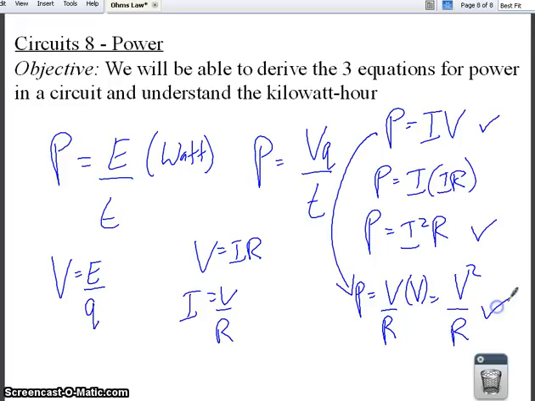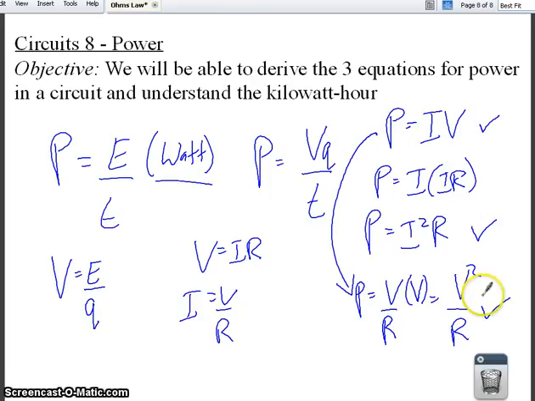So we have three equations. This is pretty much the main one that's typically used, but we could use this one or this one in any case. So we have P equals I times V, P equals I squared R, or P equals V squared over R. No matter what we're using here, all the units for these is going to be in the watt. So power is measured in watts, and these are three equations for power.